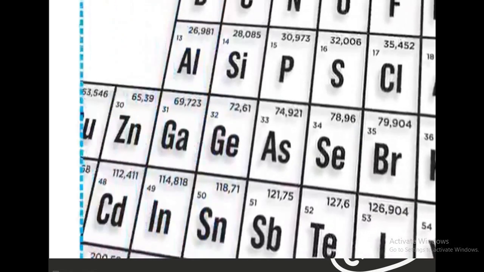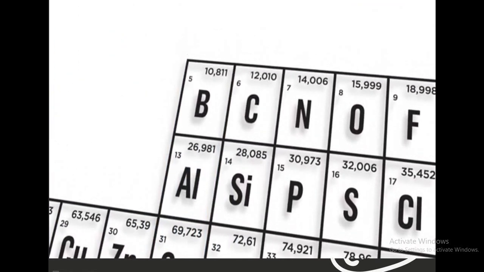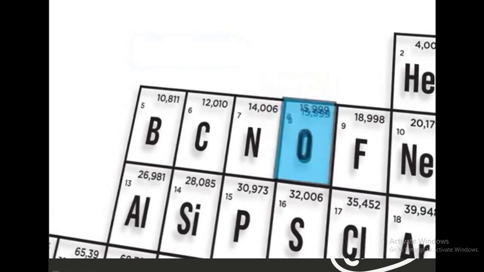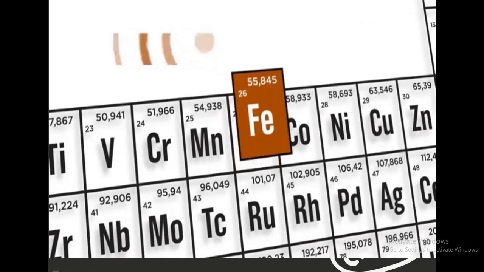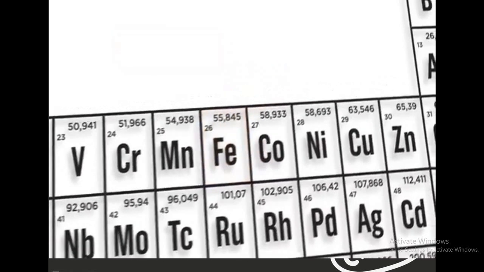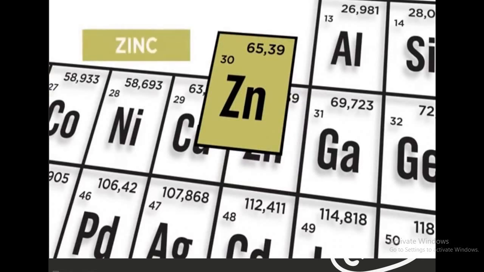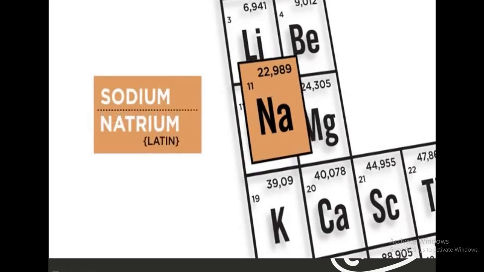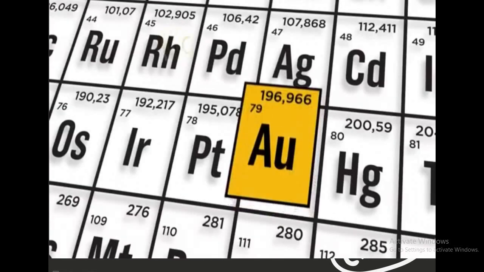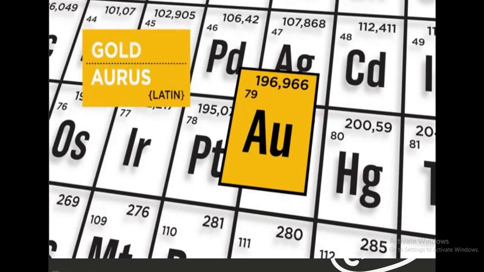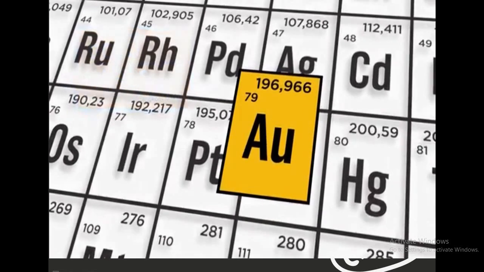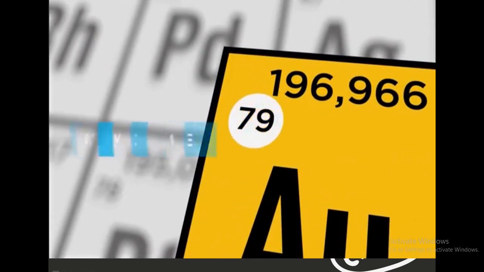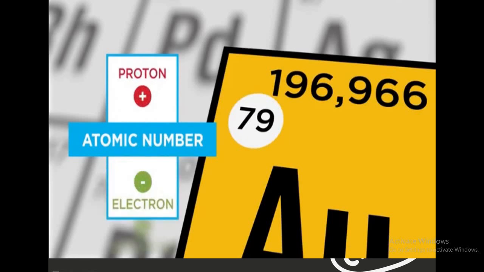Some people know what each of these letters represent. C is the chemical symbol for carbon. O is the chemical symbol for oxygen. The chemical symbol for iron is Fe. Zn is zinc. There are even those who know the chemical symbol for sodium is Na, because it comes from the Latin natrium. Or that the chemical symbol for gold is Au, because in Latin it was called aurus. And also some know the meaning of the numbers that appear next to the letters, like for example the atomic number, which is the number of positive and negative charges of the atom.